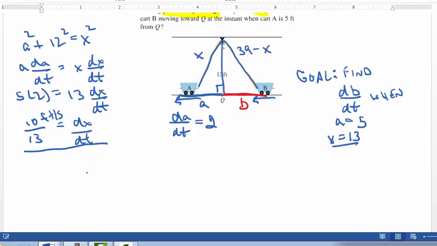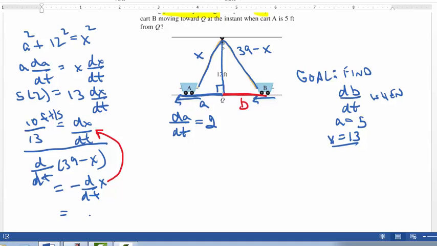Okay? And if you don't buy that, what you can do, and this is kind of a nice thing, is you can just say, all right, what is the derivative with respect to t of 39 minus x? It's just the derivative with respect to t of 39, which is just 0, minus the derivative with respect to t of x. And this is just dx/dt, right? So you just end up with the opposite of dx/dt, which is just negative 10/13.